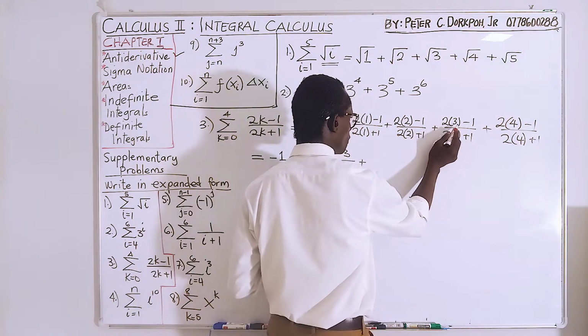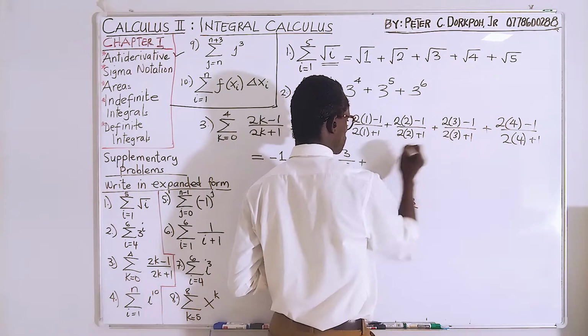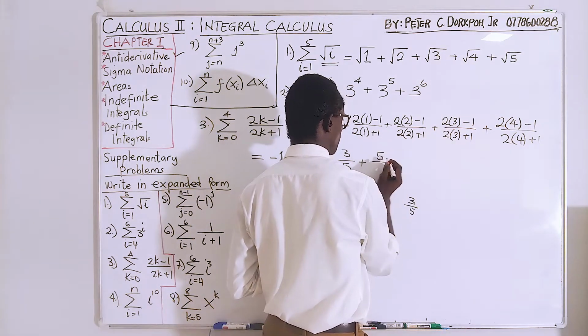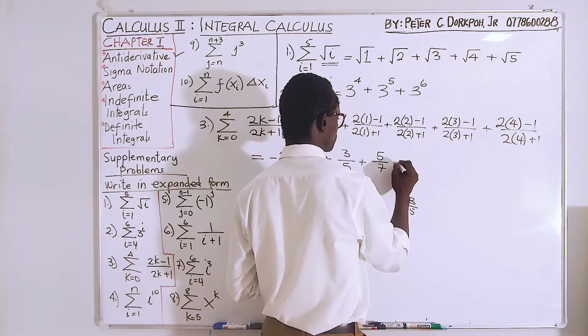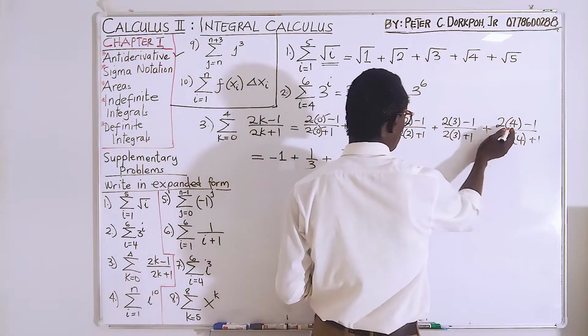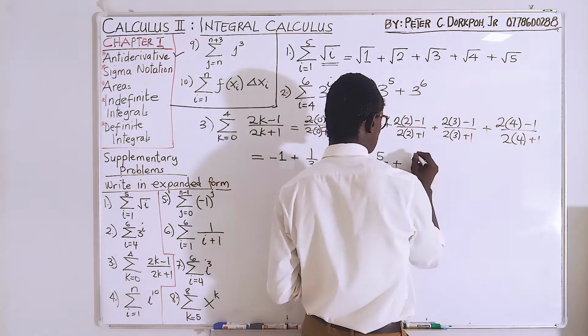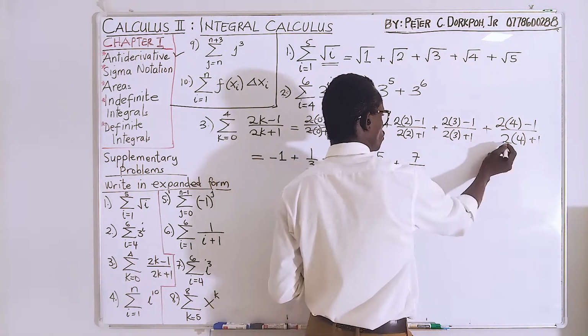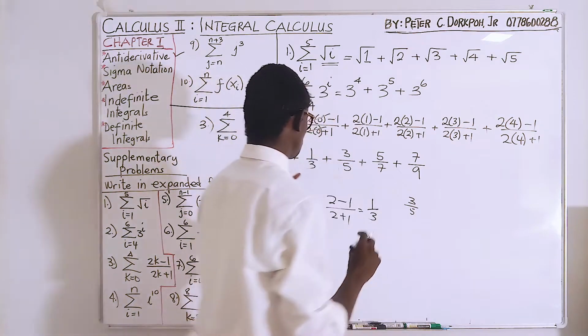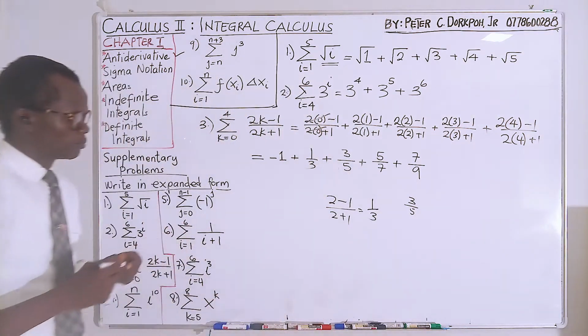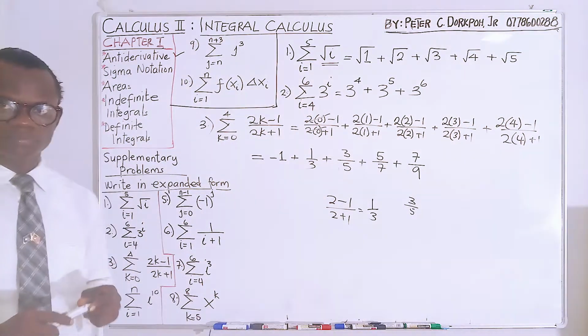2 times 3 is 6. 6 minus 1 is 5. And then 2 times 3 is 6. 6 plus 1 is 7. 2 times 4 is 8. 8 minus 1 is 7. 2 times 4 is 8. 8 plus 1 is 9. So this is the expanded form of this expression.